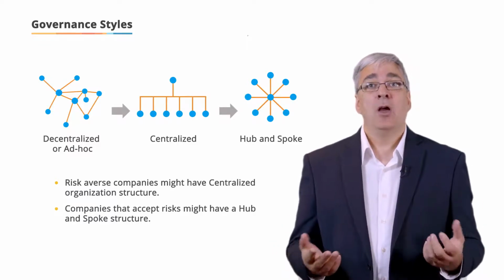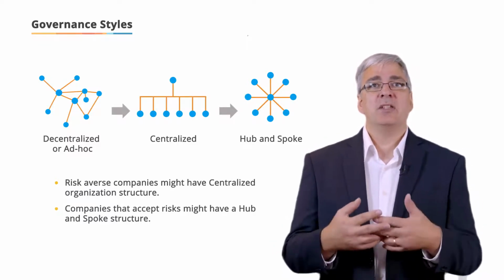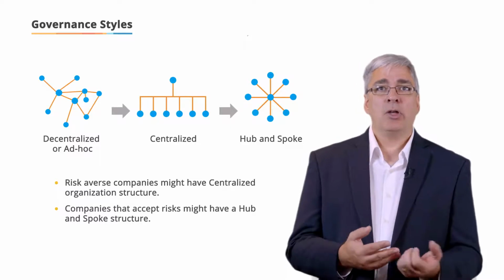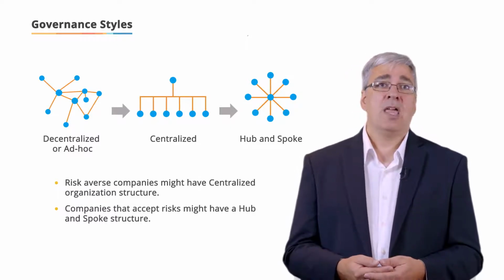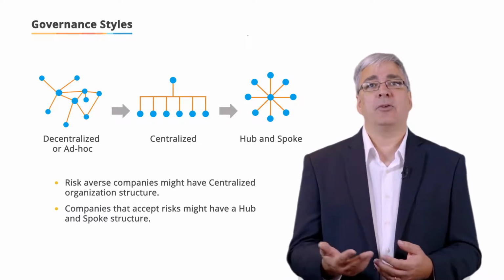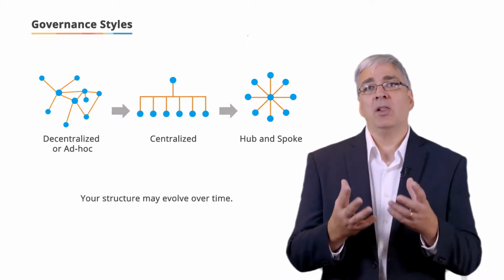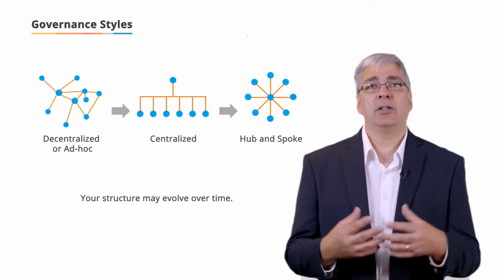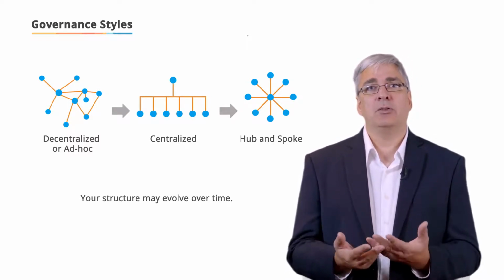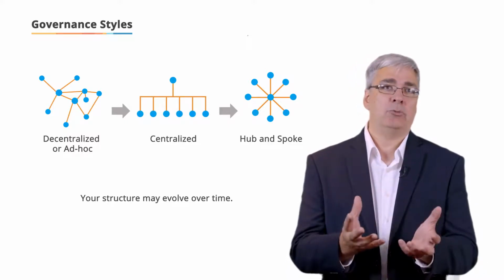Even in the case of risk-averse organizations, we see an eventual migration to hub and spoke, but it takes time to build governance practice. Even after considering these factors, know that your structure will likely evolve over time as your digital business matures and confidence to grant autonomy to departments outside the digital team grows.